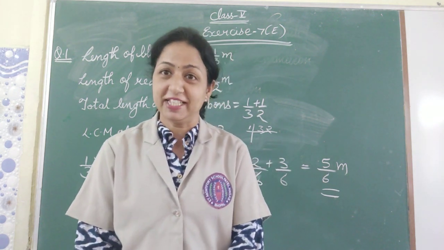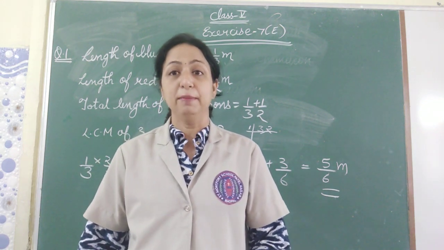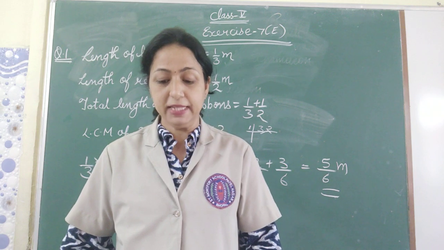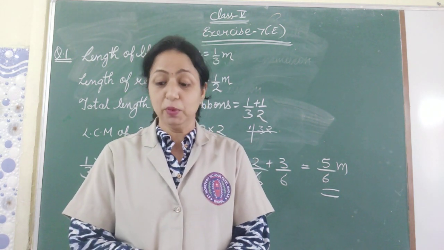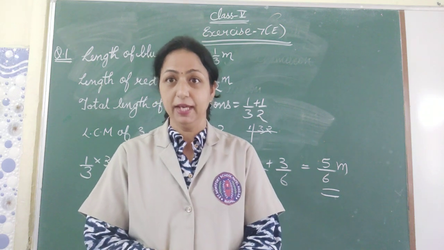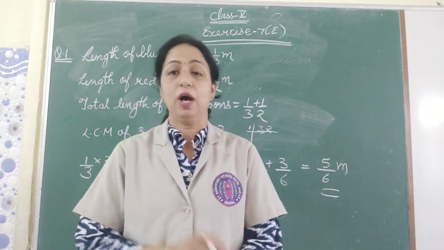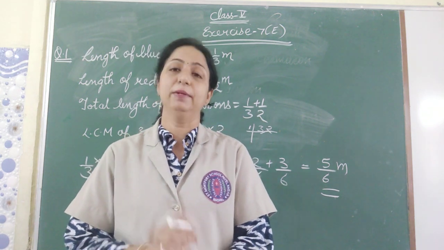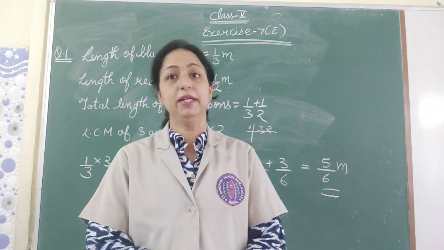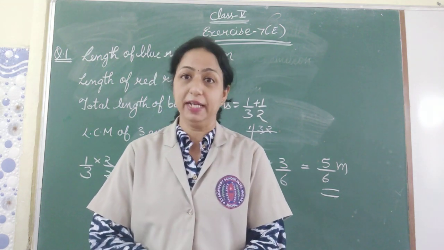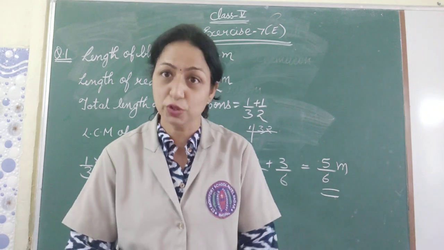So we'll start with exercise 7E. The first question is, Babita has 1/3 meter of blue ribbon and 1/2 meter of red ribbon. So half meter of red ribbon and 1/3 meter of blue ribbon. How much blue and red ribbon does she have? So we have to find the total length of red and blue ribbons together.